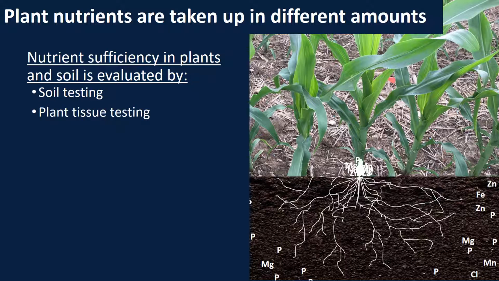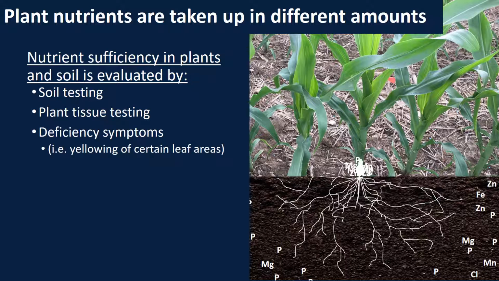Another thing we can do is plant tissue testing. In this, we take tissue from healthy plants and tissues from plants that seem to have a problem or aren't growing well. We analyze them for nutrient content and compare which nutrients are missing or not as abundant in the non-healthy area as in the healthy area. The last thing we can do is look at deficiency symptoms, and this is usually a yellowing of different parts of the plants.